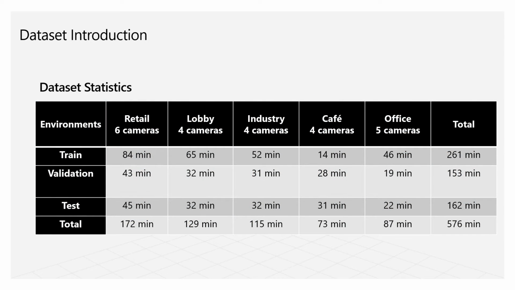Here are some basic statistics of our dataset. We recorded our dataset from 5 different indoor environments with different numbers of cameras. In total, our dataset has 576 minutes of video and 23 different camera views. We also guarantee that person identities do not overlap in the training, validation, and testing sets. Compared with previous multi-camera tracking datasets, our dataset is the largest one with full annotations. We hope our release of this dataset can help the multi-camera tracking research community develop new models and serve as a benchmark dataset.